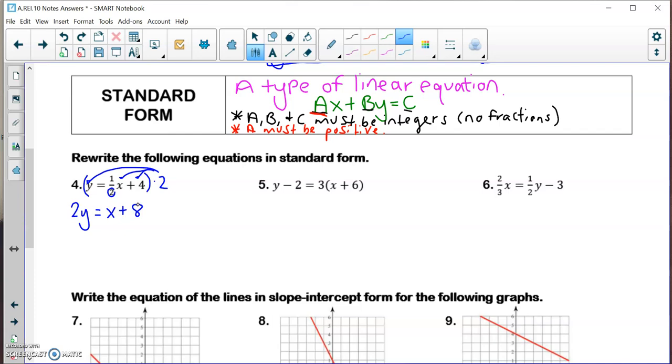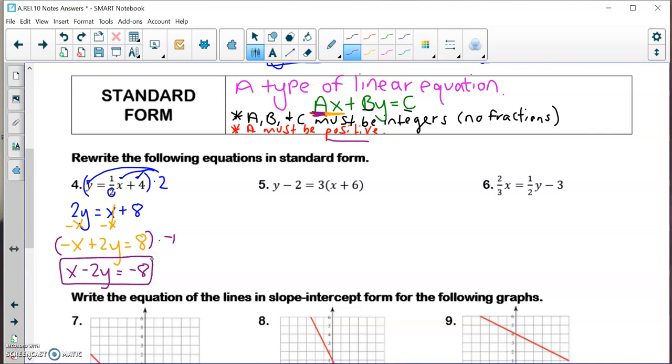All right, now you want to isolate your constant. So I'm going to subtract x from both sides. And in standard form, your x comes first. So I have a negative x plus a 2y is equal to an 8. And then A, which is your coefficient of x, must be positive, which in this case my coefficient of x is not positive. So I need to make it positive by multiplying every single term by -1. This is now in standard form.